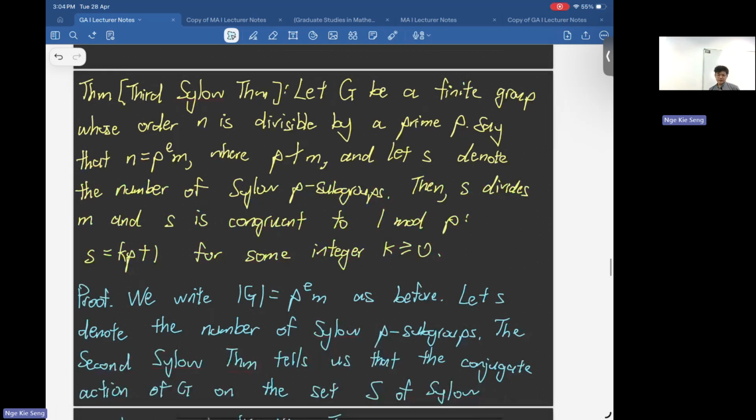And then the third one is: let X be the number of Sylow P subgroups. You might have more than one, or if there's one, then your subgroup is normal. If not normal, then you have more than one. Then this number here will divide M, the M that's not divisible by P. And at the same time, this X here is congruent to one mod P.